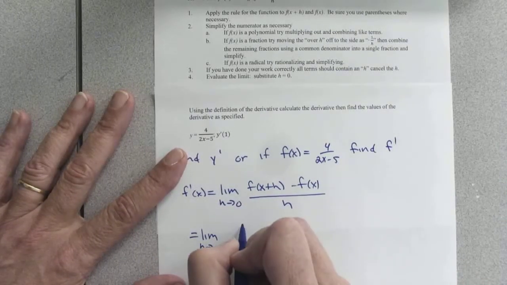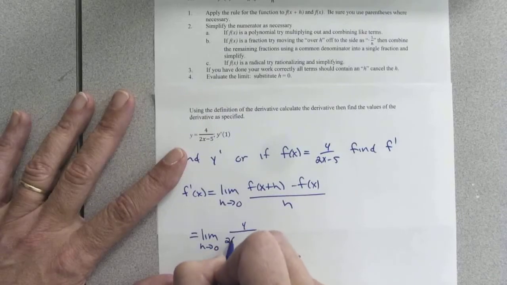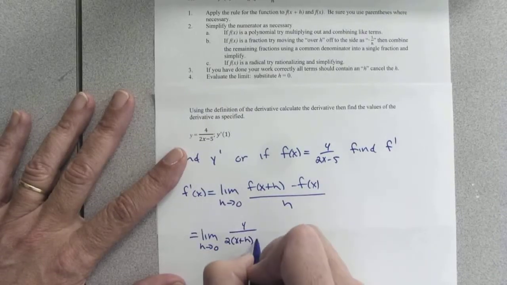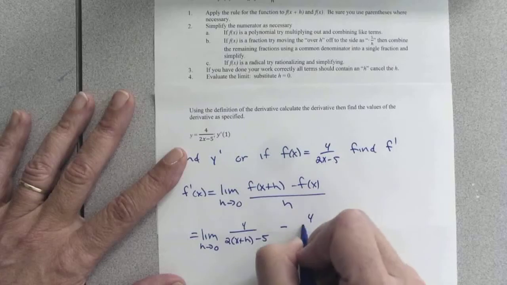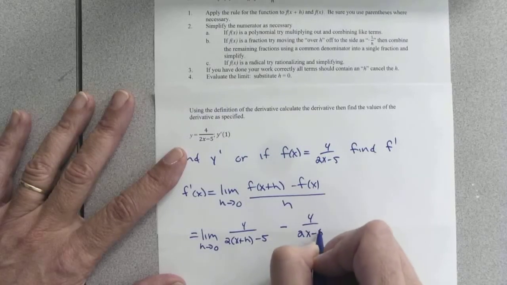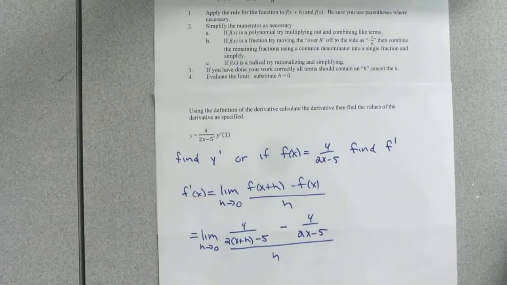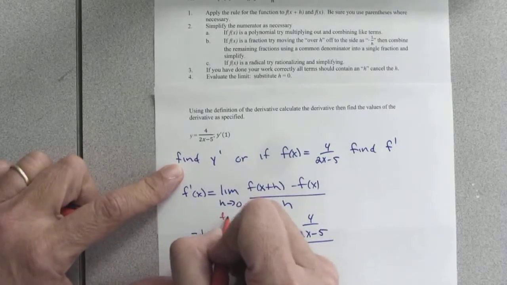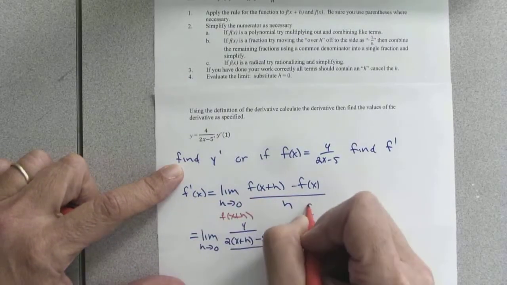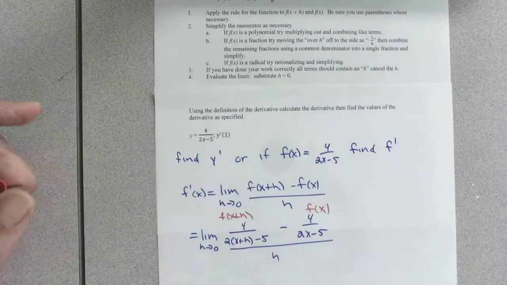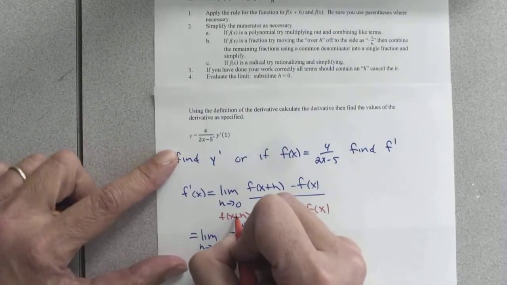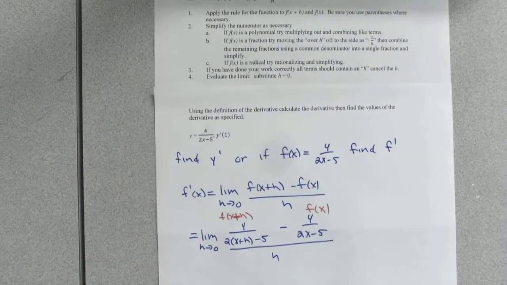Find f of x plus h. And so that's going to be 4 over 2 times the quantity x plus h minus 5, minus f of x, which is just the formula, all over h. So there's f of x plus h, there's f of x. Remember, f of x plus h is just the formula replacing the x with x plus h and using appropriate parentheses. And now we want to simplify.